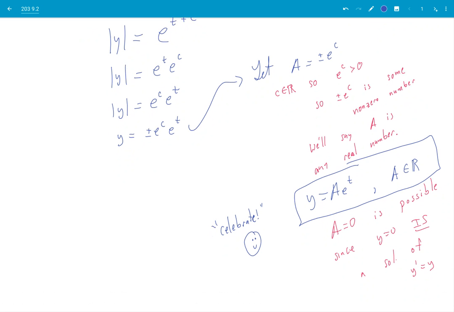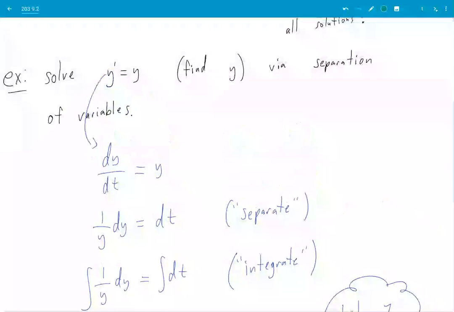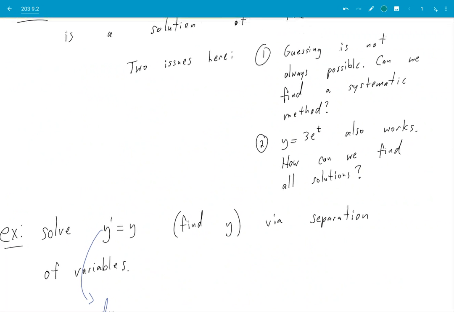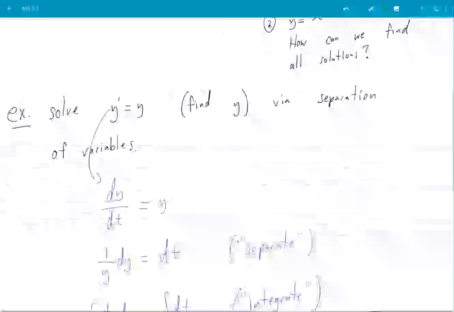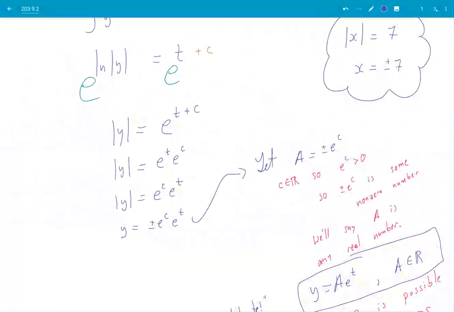Okay, so this explains why, up above, we had, what did we have? This bit here, yeah. Okay, so it turns out that you can have any number in front of the e to the t, and you still get a solution of y prime is equal to y. Okay, separate, integrate, celebrate. Let's try another one.